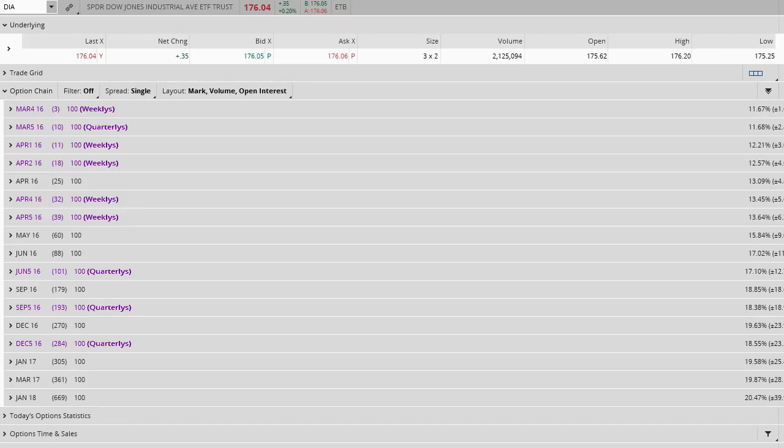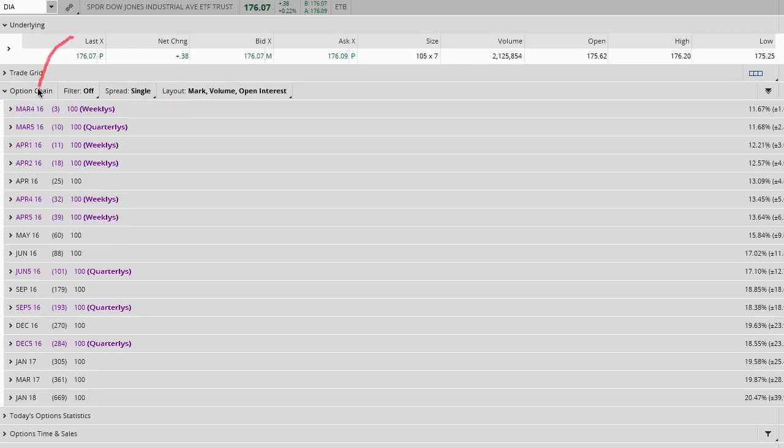Okay, so now this is where we really start getting deep into the options pricing table. We have all of these different contracts that are available to trade for DIA. And you can see that there's actually a combination of weekly contracts and also some quarterly contracts. So we have weeklies, quarterlies, and then the ones without any additional verbiage, those are the monthly contracts. So we have the April monthly, the May monthly, the June monthly, etc. Okay, so that's how you can read those different contracts.